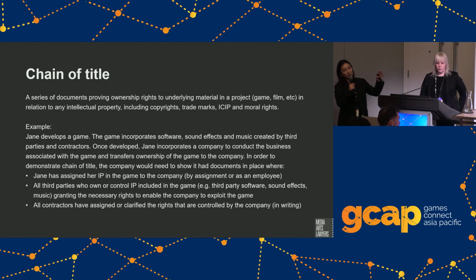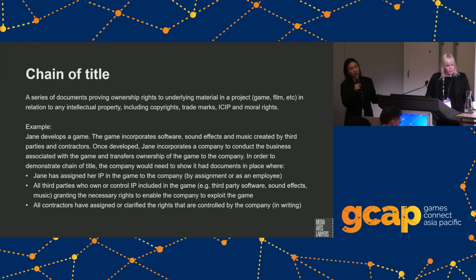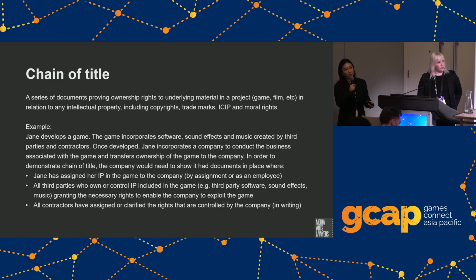So in this case, Jane needs to assign her IP in the game to the company, because she as the individual may have created it, but the company is a different legal entity. And then all third parties who own or control IP included in the game must then also assign it or grant a license so the company can exploit the game. And then all contractors must have assigned or at least clarified their rights, that the rights are now owned by the company, so the company can commercialize it.